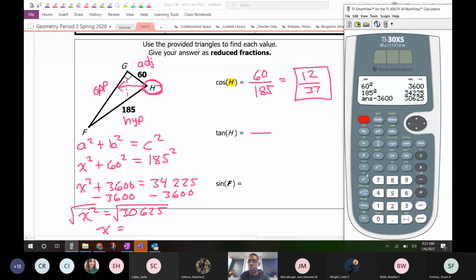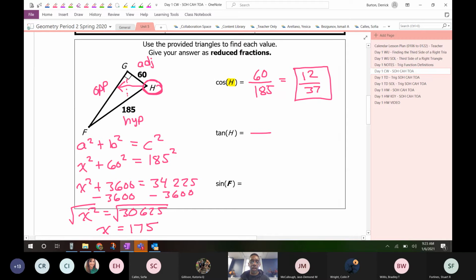So I'm going to do the square root of 30,625. So that is 175. So that was the Pythagorean theorem, and we use that to find the third side, 175. Okay, so now we can find tangent.